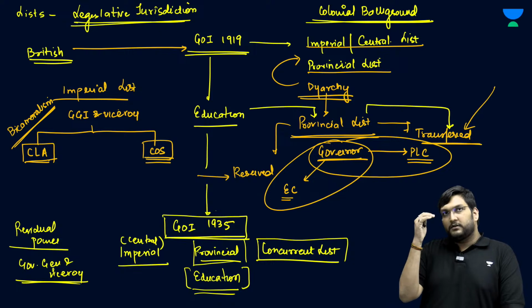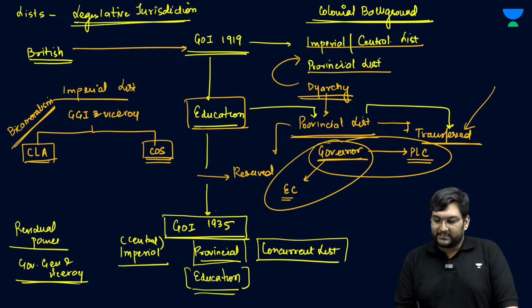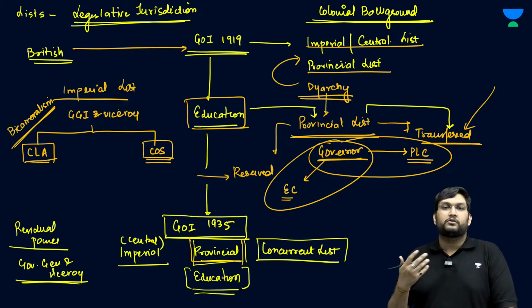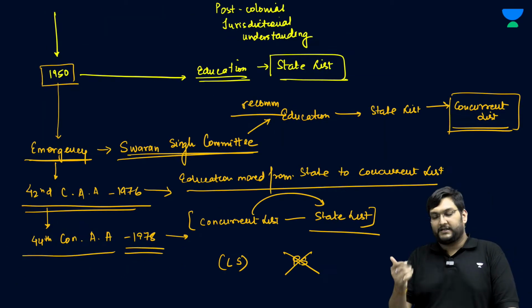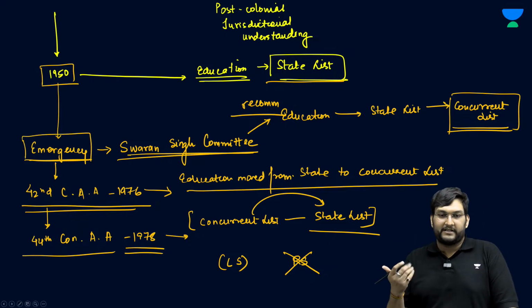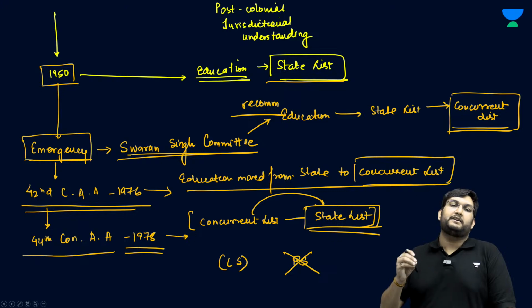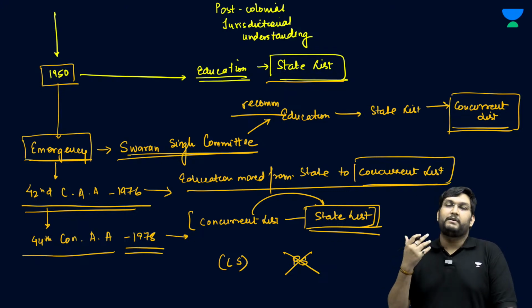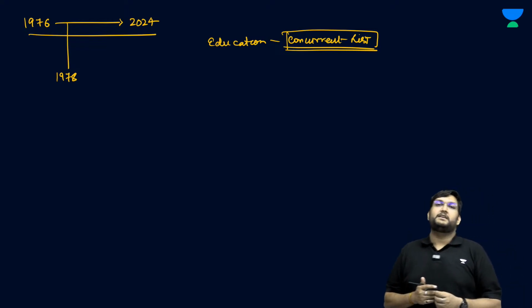The whole process which I've gone through here, I'm trying to push only one thing, which is that education in British logic was also a state subject. In the Government of India Act, it was also a state subject. And at the time of independence and when we became a republic, it is also a state subject. It is only during the emergency and the Swaran Singh committee's recommendation that it was moved to the concurrent list. And when it is in the concurrent list, there was an attempt to bring it back to the state list, but that got defeated within the Rajya Sabha. Therefore, the bill never became an act. So as of right now, education is in the concurrent list.